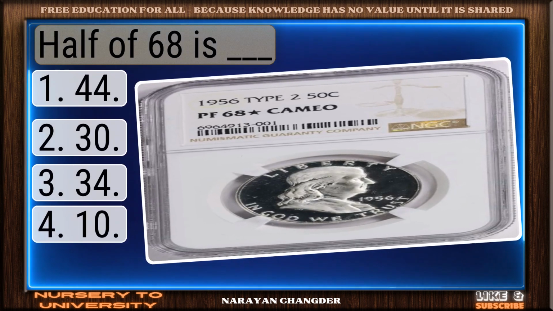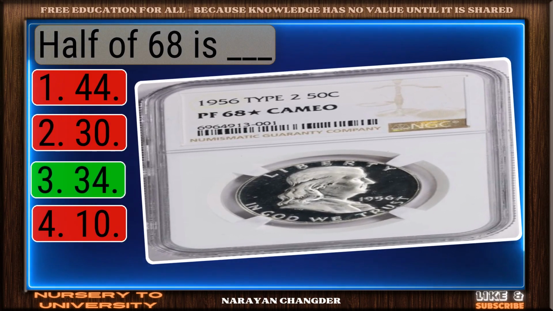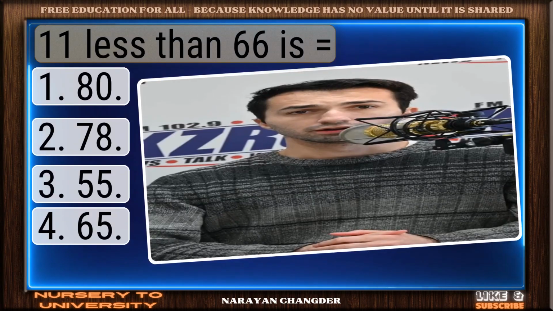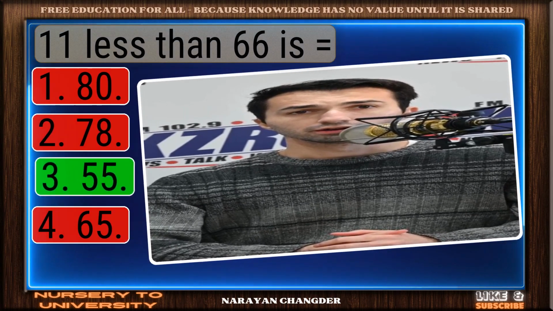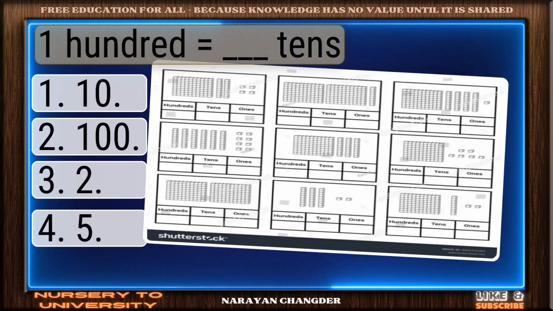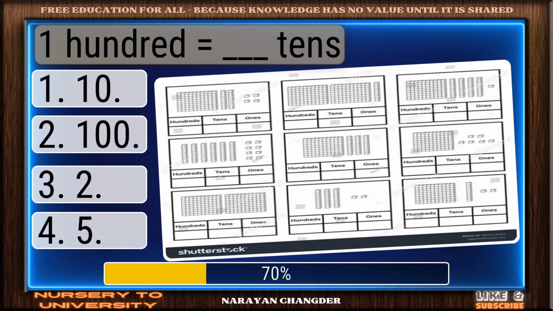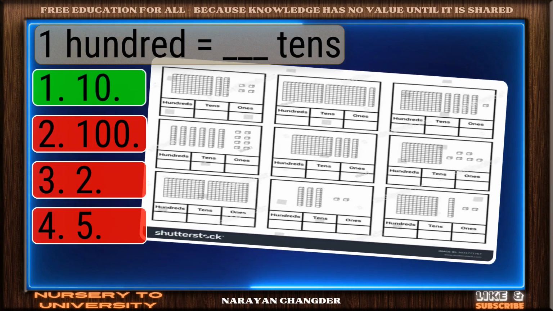Half of 68 is dash. 34 is the answer. 11 less than 66 is equal to? Correct. 55 is the right answer. 100 equal to dash a tens. Nice work. You chose 10 and it is correct.